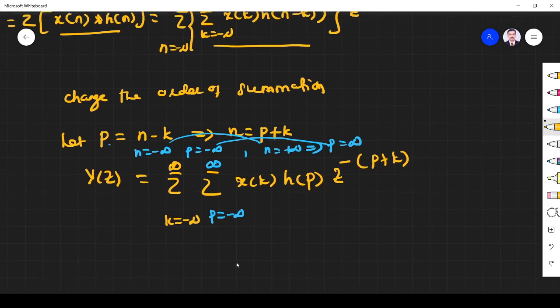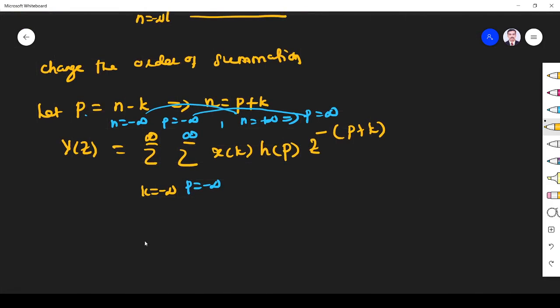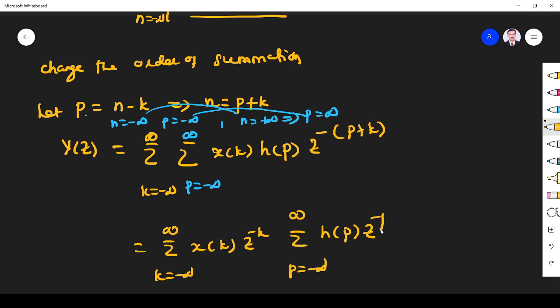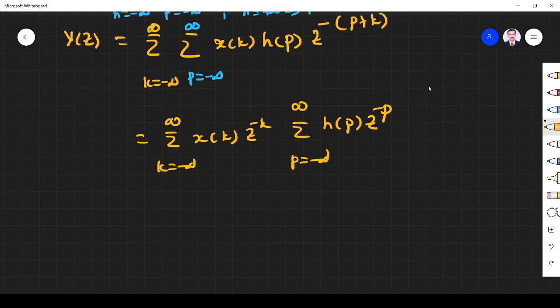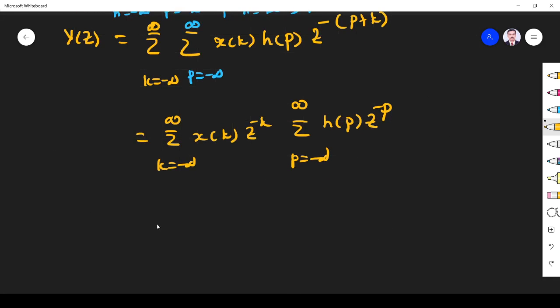Now we can simplify. Summation k varies from minus infinity to plus infinity of x of k z power minus k. Similarly, p varies from minus infinity to plus infinity of h of p z power minus p. So it is like x of n z power minus n, I can write as X of z. Similarly, it is h of p z power minus p, so it is like H of z. This is your Y of z.